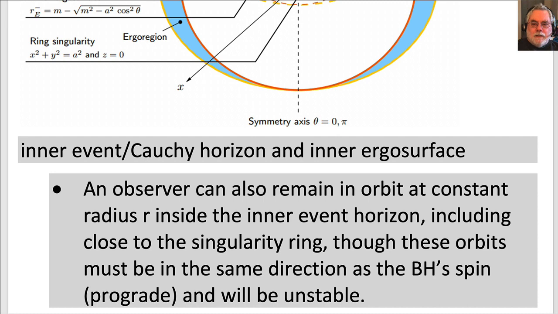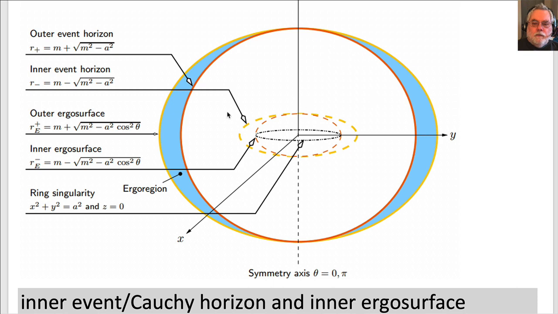Between the outer event horizon and the inner event horizon, it is not possible to remain in orbit at constant radius. An observer who plunges from the ergo region through the outer event horizon will continue to plunge and will cross the inner event horizon. The observer may plunge and ram into the singularity ring, the end, but that's not the only possibility.